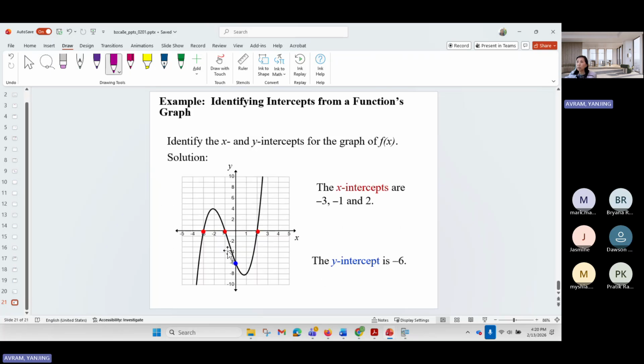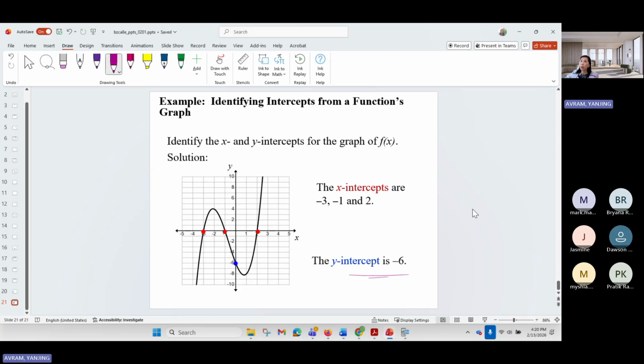And look at this. This looks like a cubic graph. What is my x-intercept in here? We can see there are 3 x-intercepts here, right? They are -3, -1, and 2. And then the y-intercept is where the graph passes the y-axis, so y will be -6 in this case. So this section is basically just reading the graph.